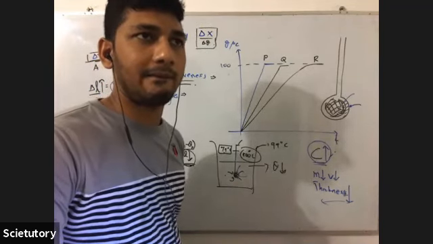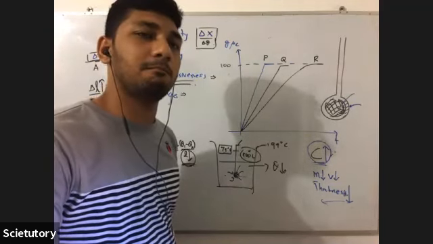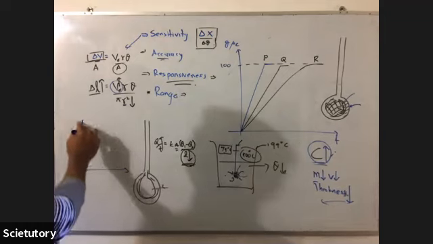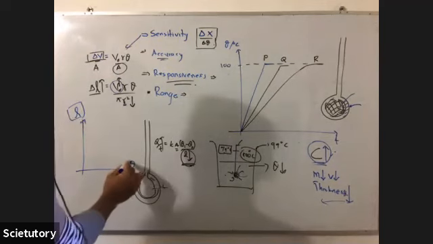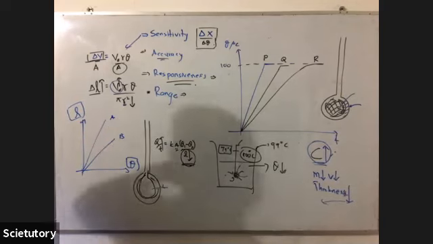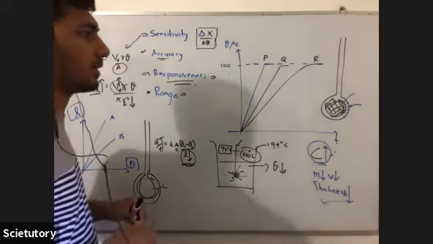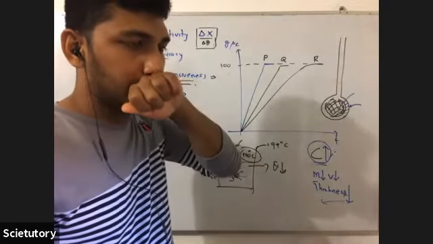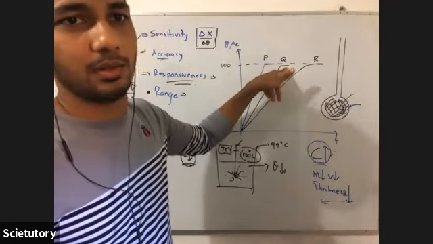Statement A. P is the most sensitive thermometer. Can you tell anything about the sensitivity here? Not exactly. You need the graph, the L versus theta graph, to compare the sensitivities. So one is like this, one is like this. This is A, this is B, which has higher sensitivity? A has high sensitivity. You can't tell anything about sensitivity here using this graph. The next statement: thermometers P and R are accurate but not Q. Yeah, that is correct. Q is not accurate.